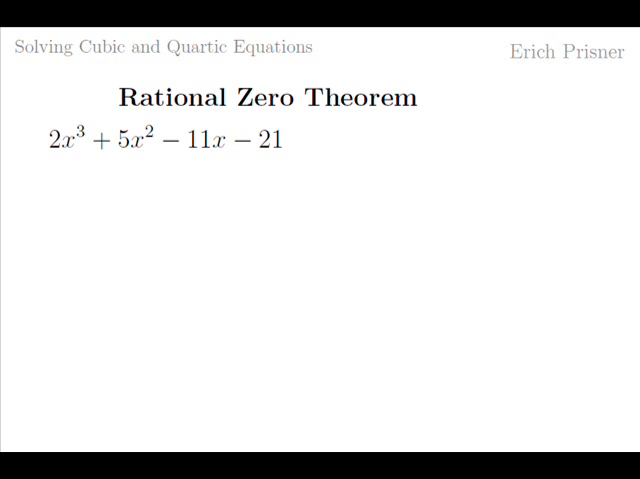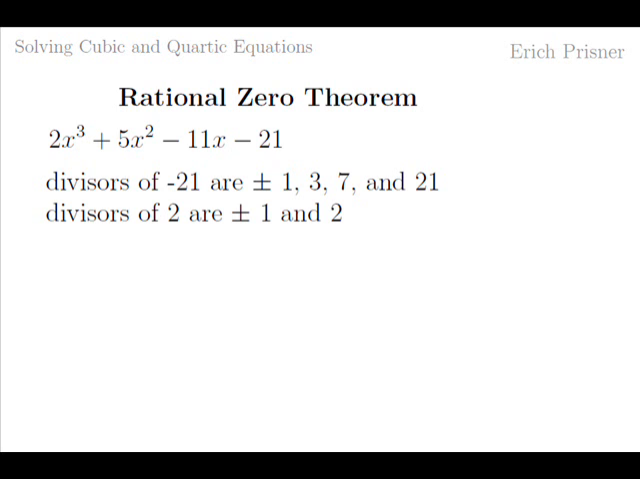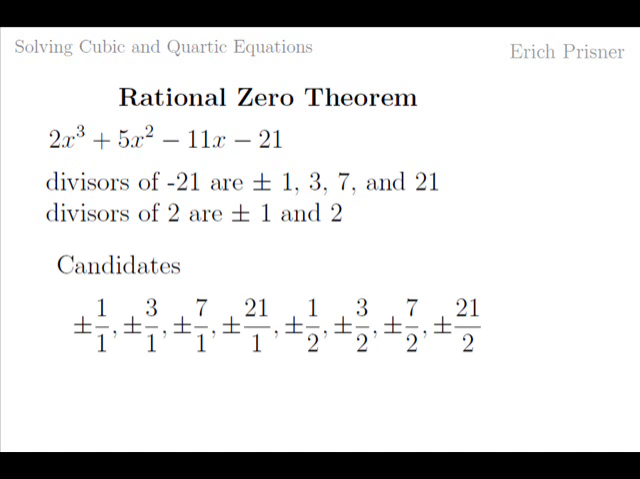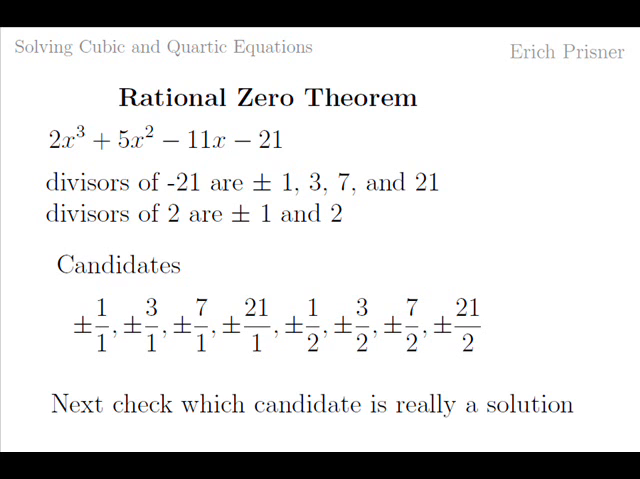In our example, the first coefficient is 2 and the last coefficient is negative 21. The divisors of negative 21 are plus minus 1, 3, 7 and 21. The divisors of 2 are plus minus 1 and 2. Therefore, we get the following candidates: plus minus 1 over 1, plus minus 3 over 1, plus minus 7 over 1, plus minus 21 over 1, and plus minus 1 over 2, plus minus 3 over 2, plus minus 7 over 2, and plus minus 21 over 2. After producing this list, all we have to do is to check which one of the candidates is really a solution.